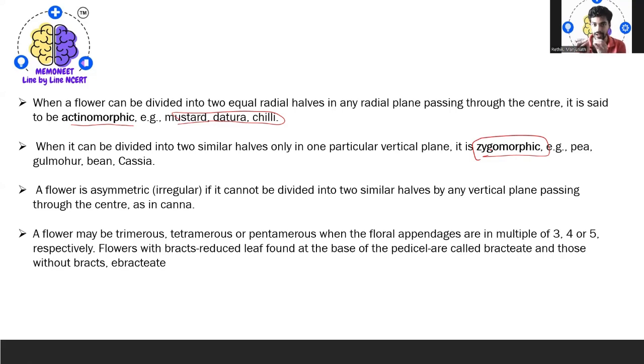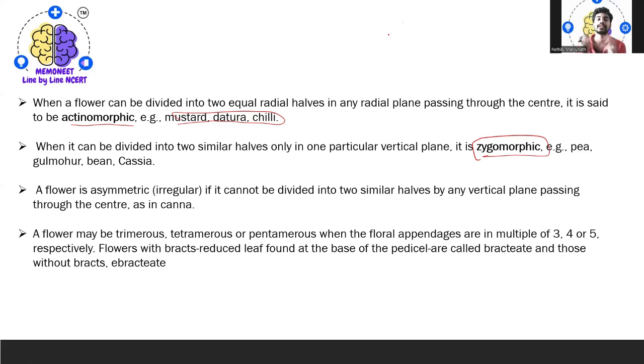Then a flower is asymmetrical or irregular if it cannot be divided into two similar halves by any vertical plane passing through the center. Whenever a vertical plane is passed through the center, it cannot divide the flower into two equal halves because the flower is irregularly arranged. So we normally refer to that as asymmetrical arrangement.